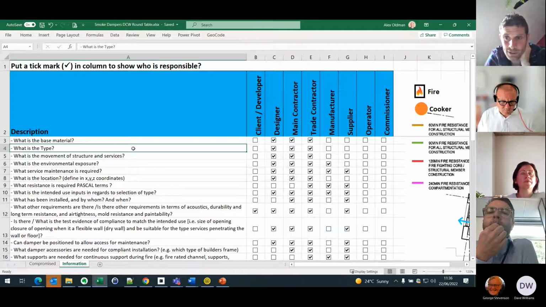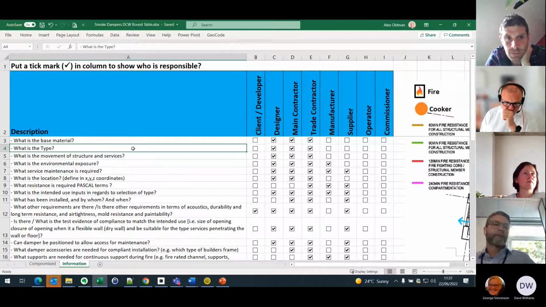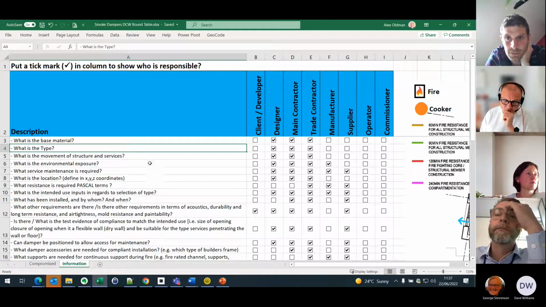Just checking. So looking at this, we're talking about new builds. Yes. New builds. Okay. For a design and build contract. Okay. Yeah. Okay.